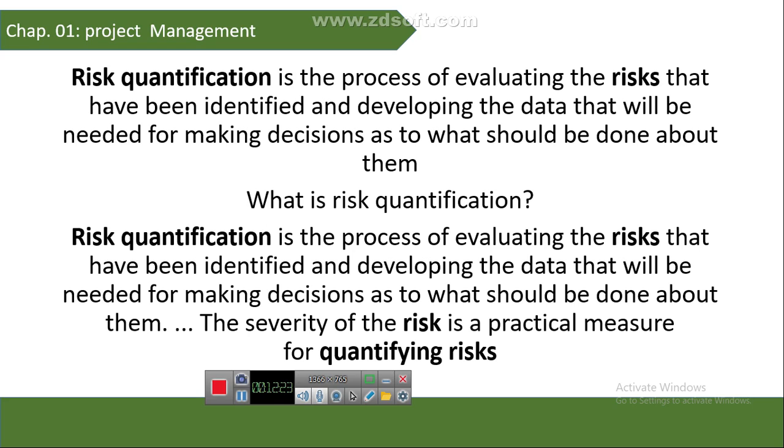You will identify the whole risk, then you will rank the risk. Which risk should be eliminated first, which risk should be minimized first, which risk should be reduced first, then second, then third, then fourth, then fifth.